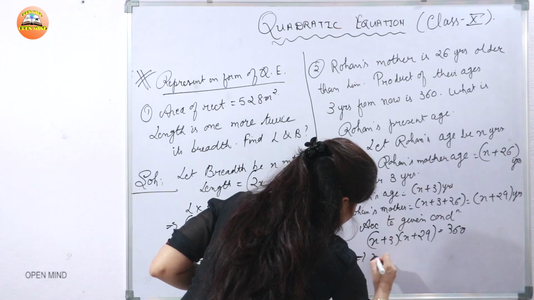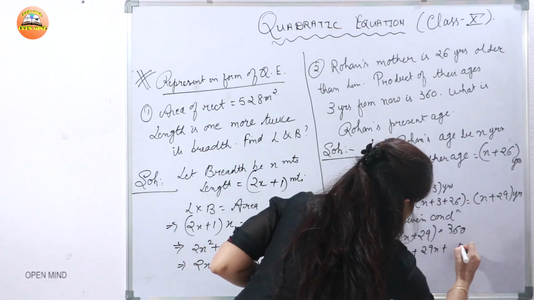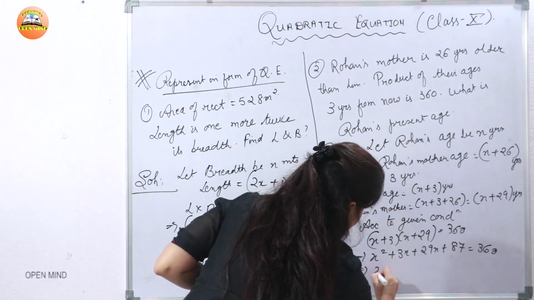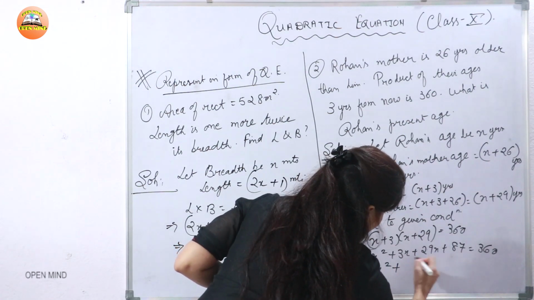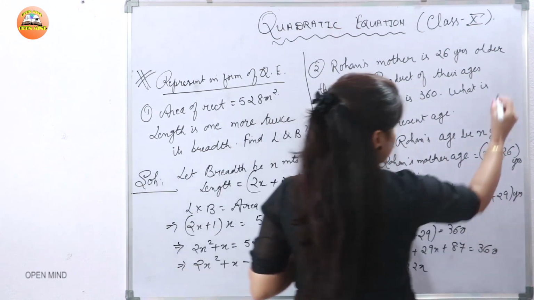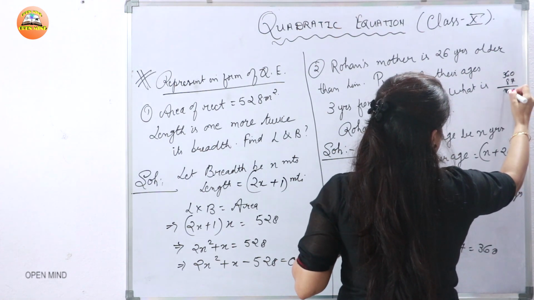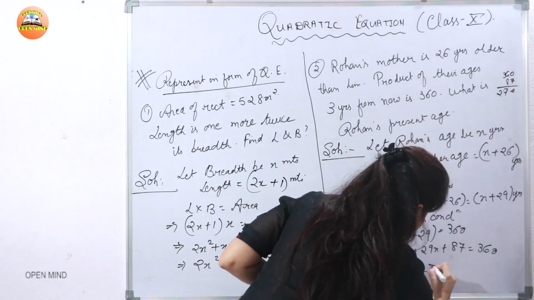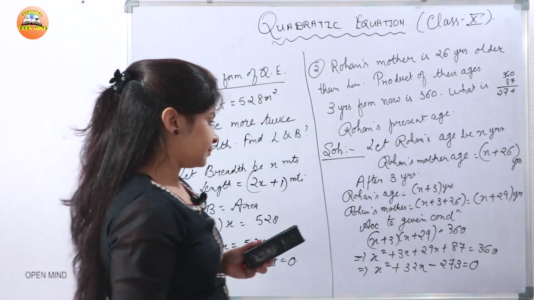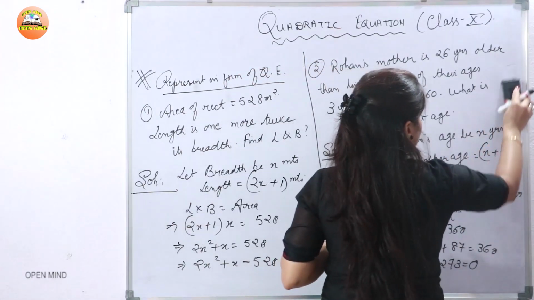This implies x square plus 3x plus 29x plus 87 is equal to 360. So this implies x square, 29 plus 3 is 32x, and 360 minus 87, do it in the rough work, 273. So minus 273 is equal to 0. So this is the way to form the quadratic equation.